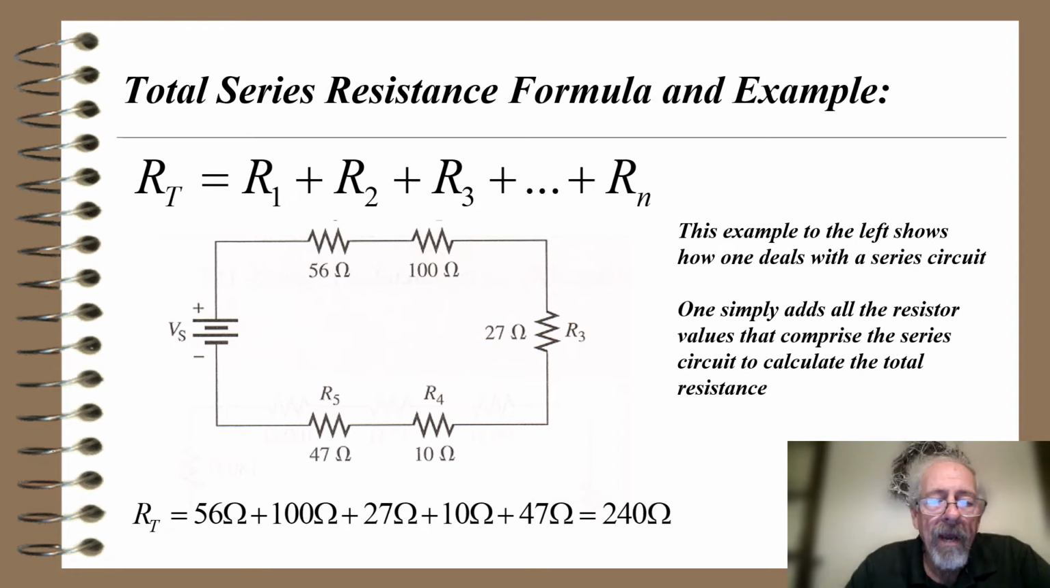So down below, we have our total is 56 plus 100 plus 27 plus 10 plus 47 for the 5 resistors shown in that circuit, which totals up to 240 ohms. So again, this example to the left shows how one deals with the series circuit. One simply adds all the resistor values that comprise the series circuit to calculate the total resistance.